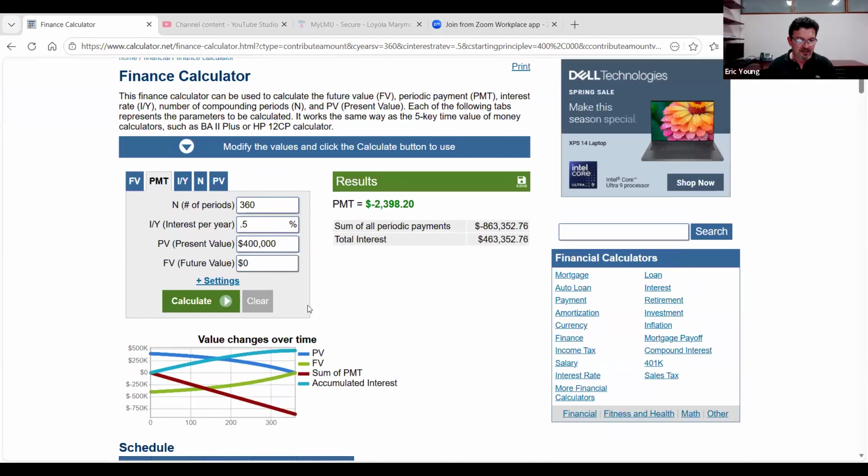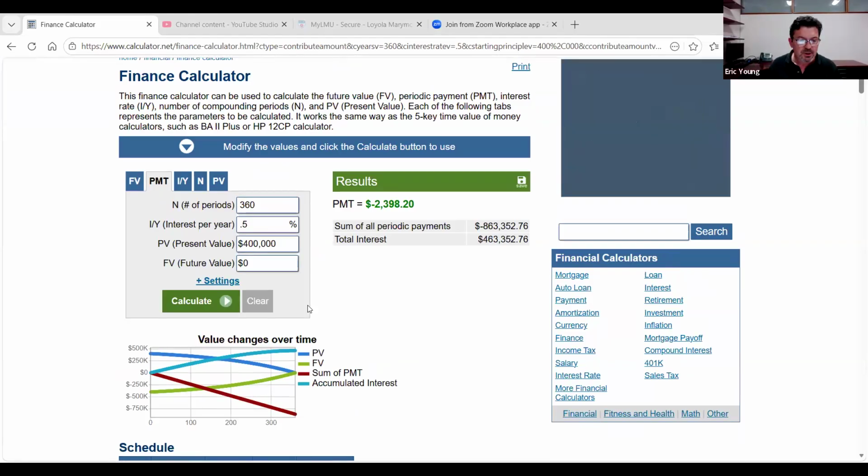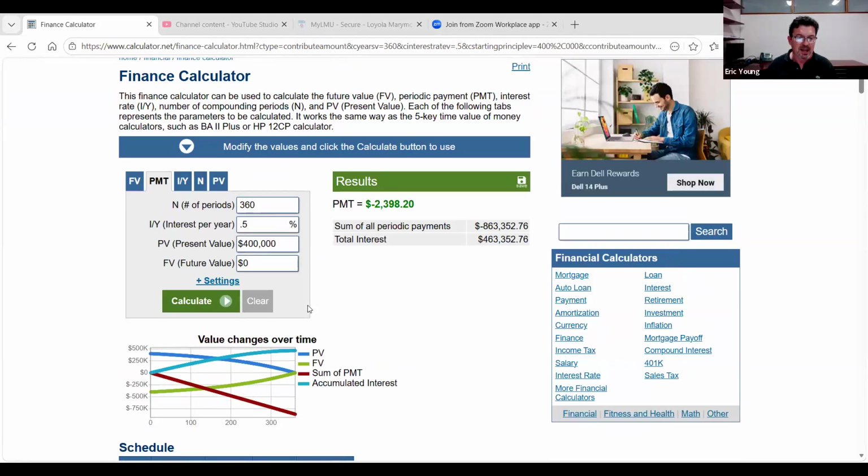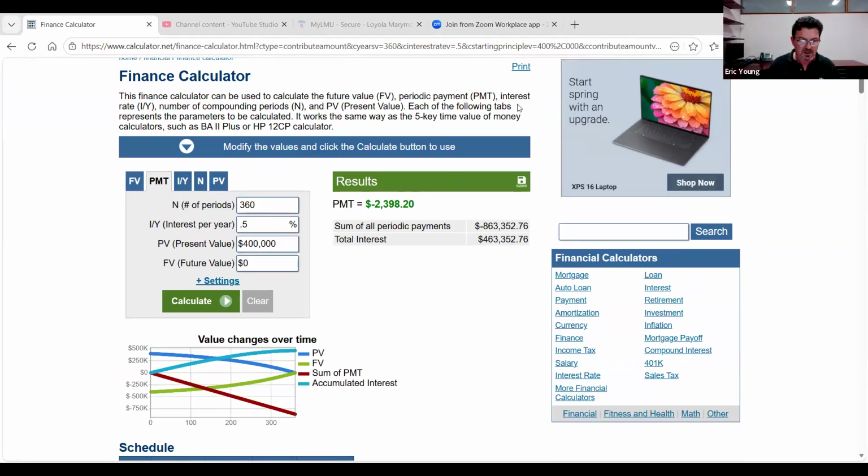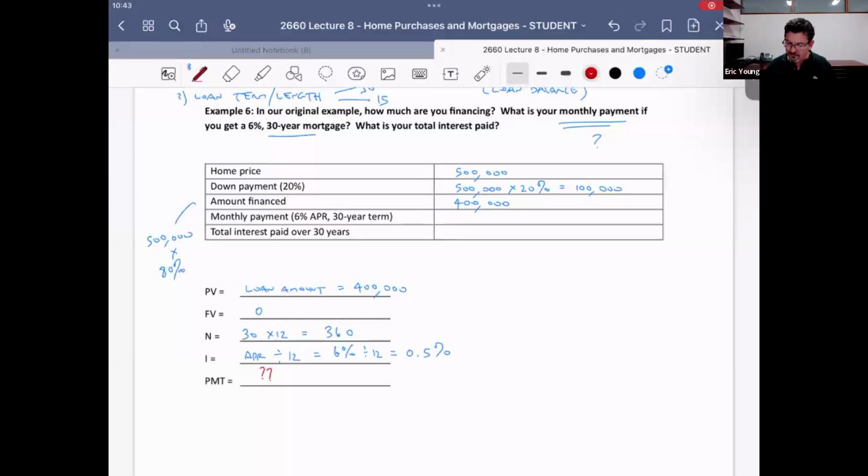We calculate that, and there you go. 2398.20. That's our payment. 2398.20. Notice that this represents the P and the I of our PITI. I want to point something else out to you.